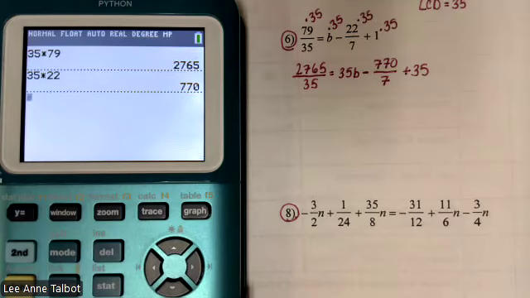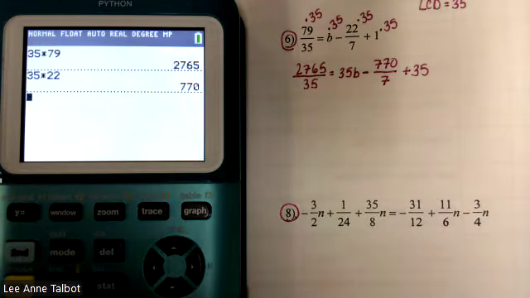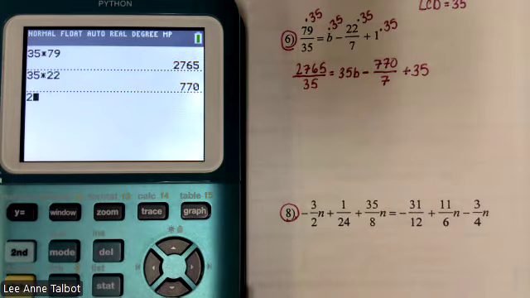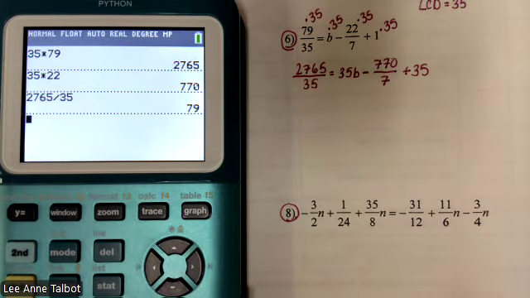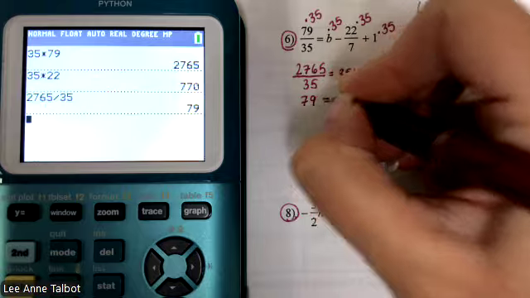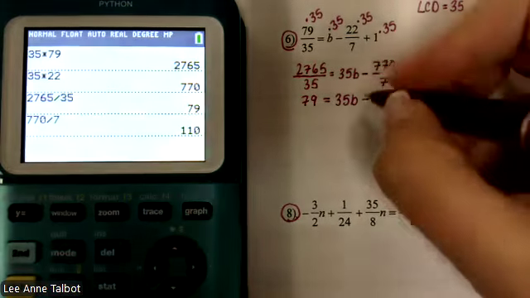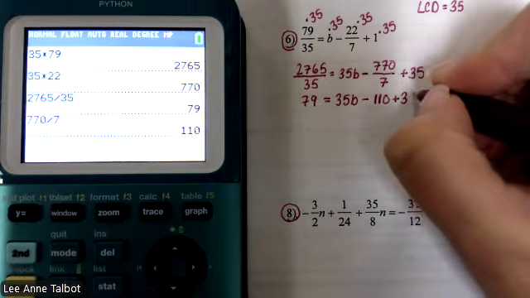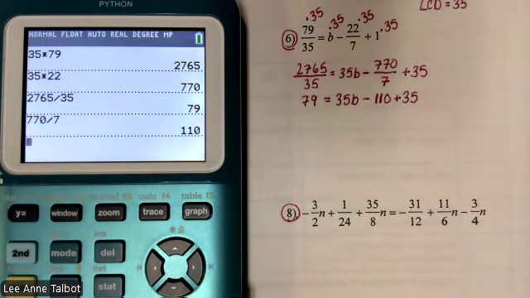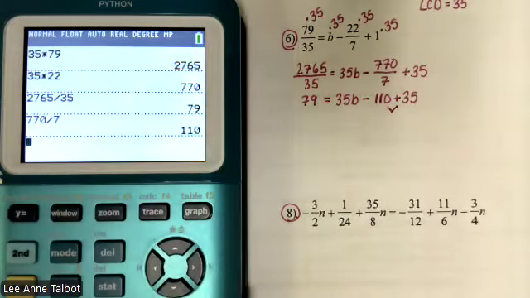Is there really only one letter in this problem? All right. 2765 divided by 35. Okay, now I'm going to combine like terms.